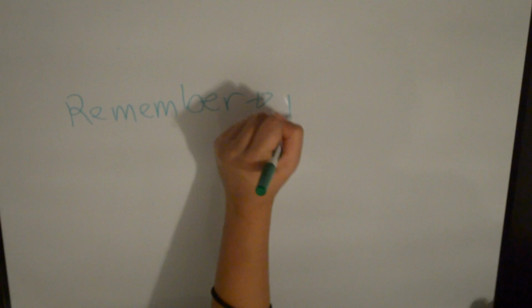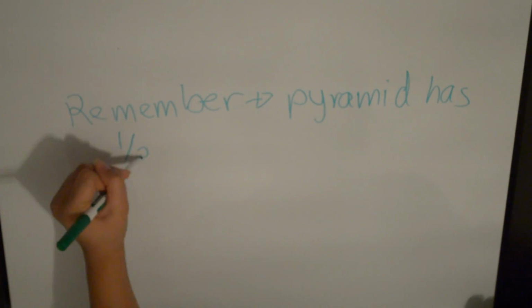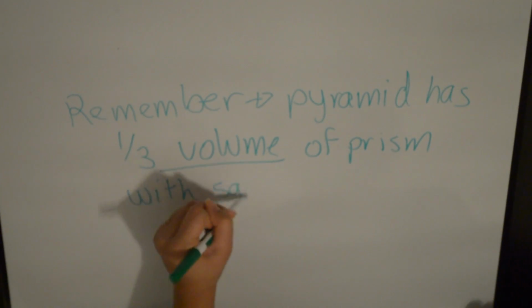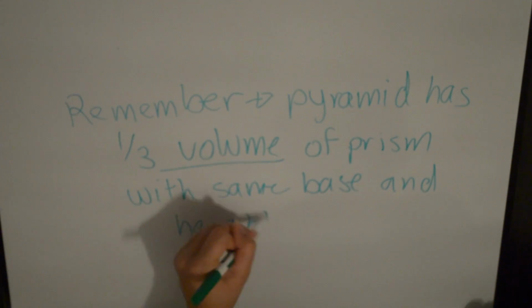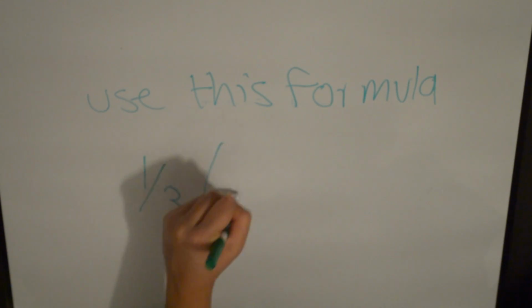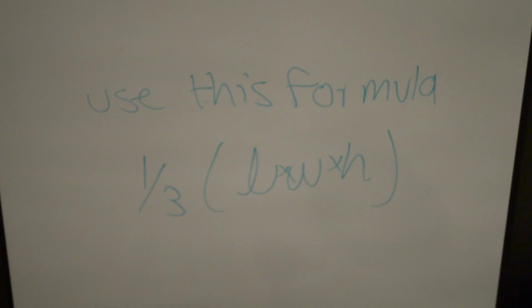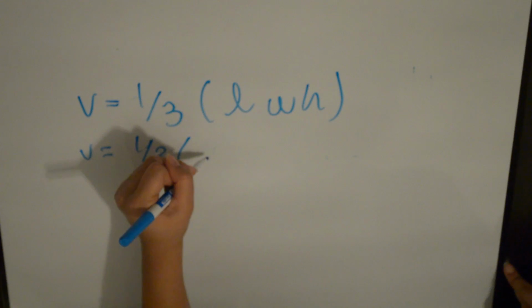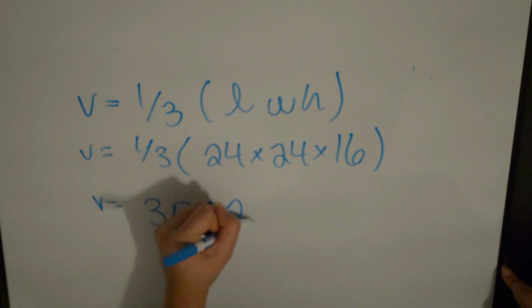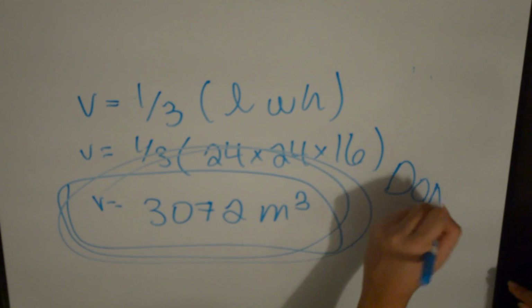Now, for the volume. We must remember that a pyramid takes 1/3 of the volume of a prism with the same base and height. What we have to do is plug in the dimensions into the formula of 1/3 times length times width times height. 1/3 times 24 times 24 times 16 is 3,072 meters cubed.